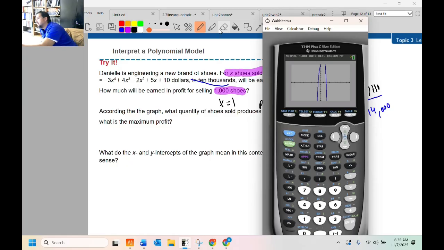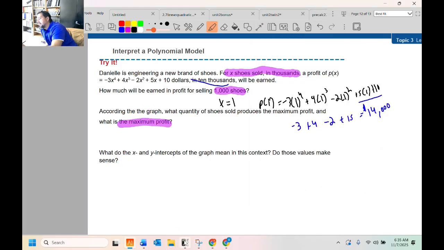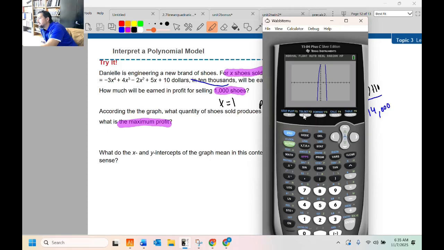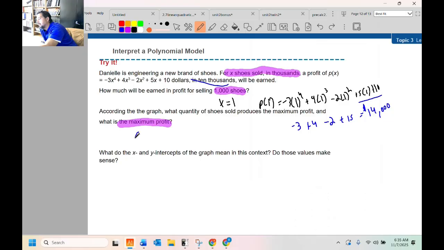I want you to note that this is asking about the maximum profit, and I don't see that on my graph. So I'm going to go to Window. I'm going to look up, say 20. Oops, wrong place. X max of 20. Hit graph. Now remember, X is shoes, Y is profit. Remember that. X is shoes sold, Y is profit. Okay.